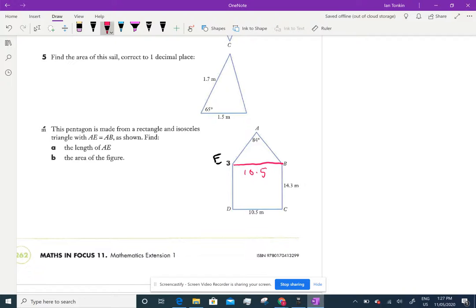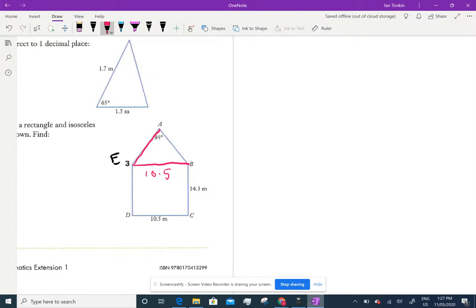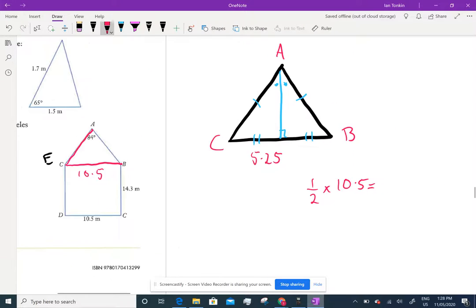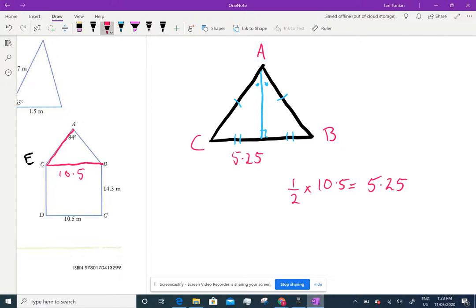If I need to find the length AE, this one here, I need to know something about isosceles triangles. In any isosceles triangle, so I'm going to draw this triangle here, if I drop an altitude, it splits this angle and it bisects the base. So in our triangle A, B, C, this will become 5.25 because a half times 10.5 equals 5.25. And this will become a half times 84, which equals 42.